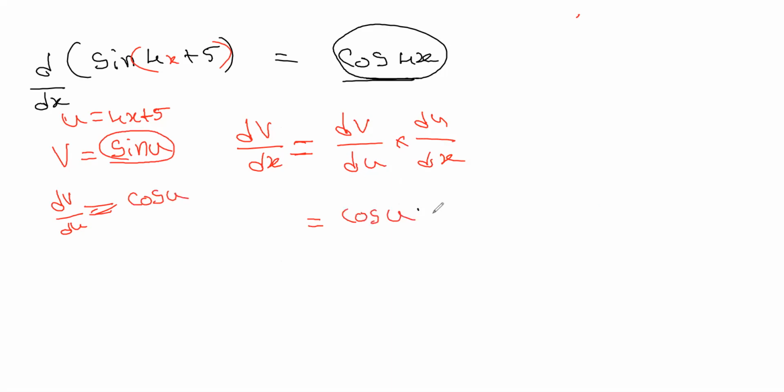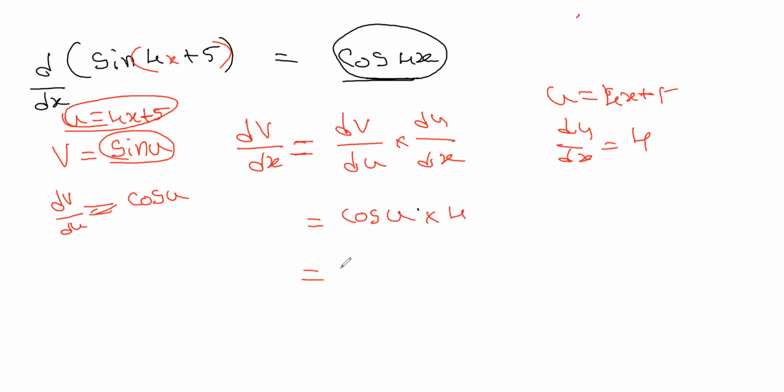We will write cos u into, what is du by dx? u equals 4x plus 5, so du by dx, the differentiation of 4x plus 5, is 4, right? So what is u over here? 4x plus 5. Into 4. This is the answer.